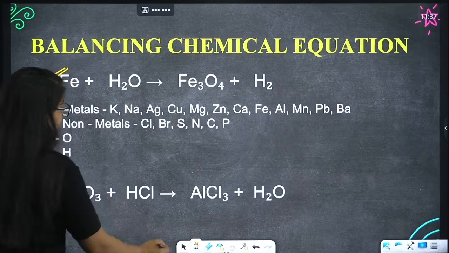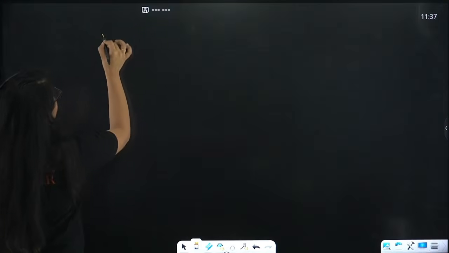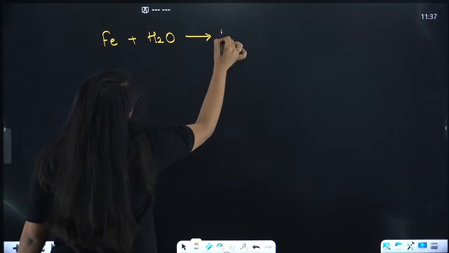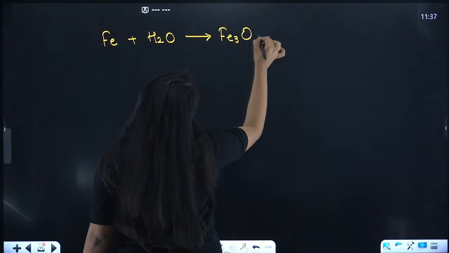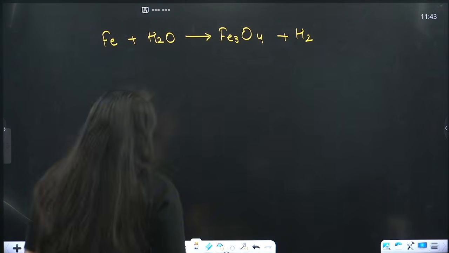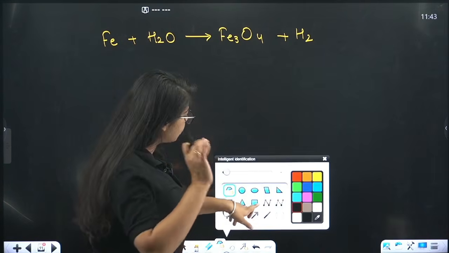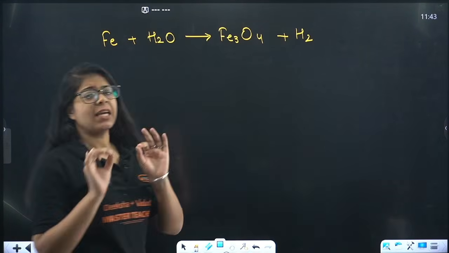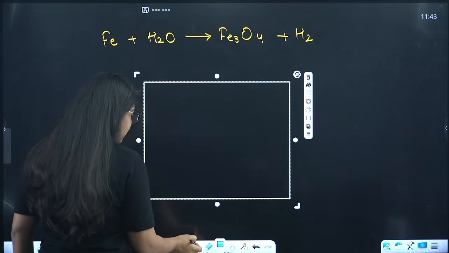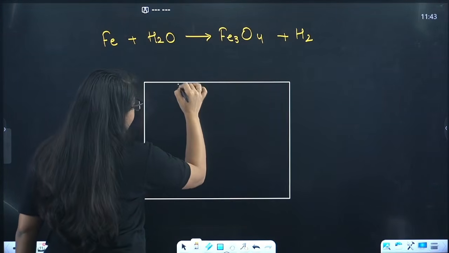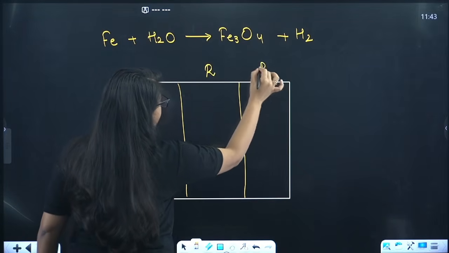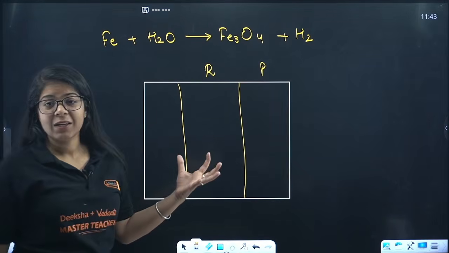Now let's write it down first. Iron plus water, Fe plus H2O gives us Fe3O4 plus H2. Okay, this is the given thing. So when this equation is given, what is the first step you're going to do? You are going to make a box. Yes, that's it. And divide this into 3 columns. Done. Write reactant, product, and here we will write, I'll tell you what.